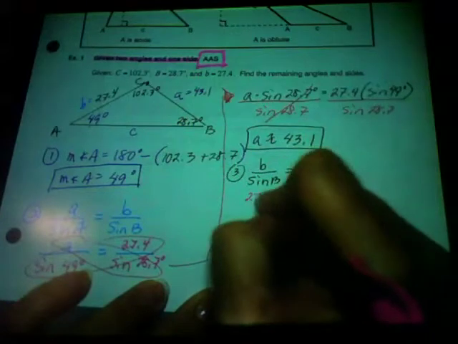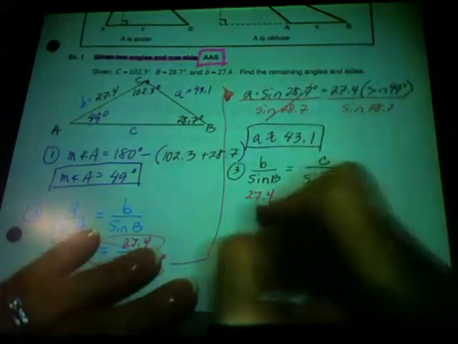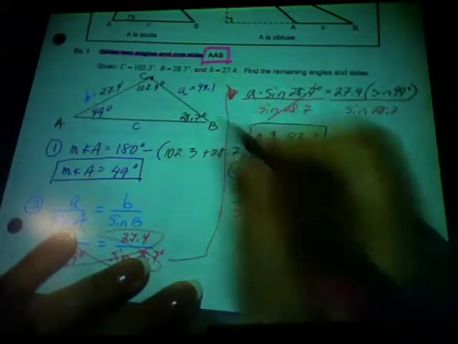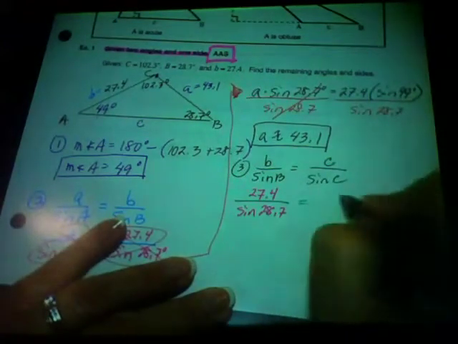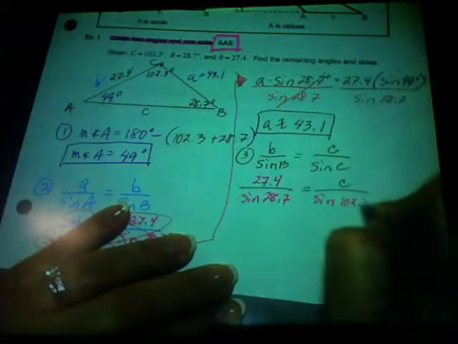So I'm going to replace what I know. I know B is 27.4, and I know my sine of B. I know B is 28.7 equals, I don't know C, but I do know angle C. So I know it's sine of 102.3 degrees.